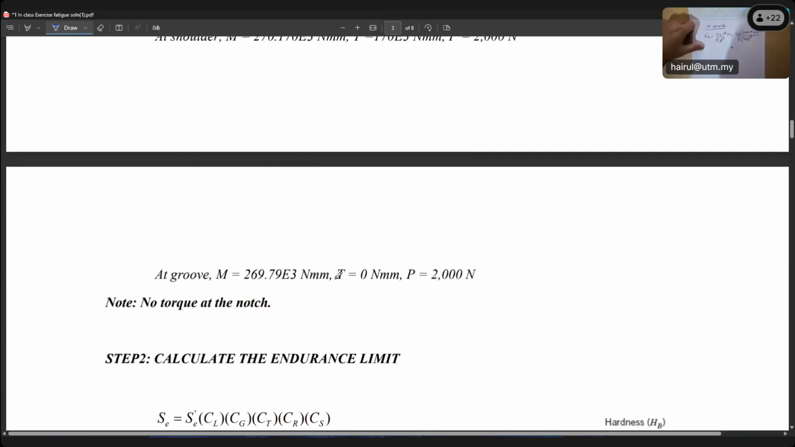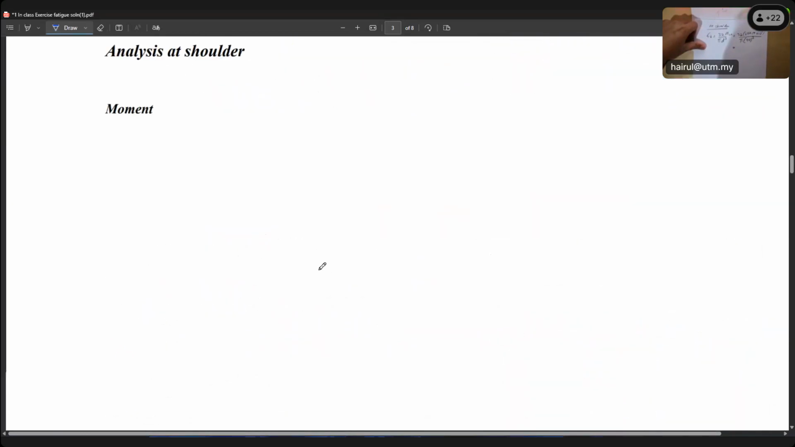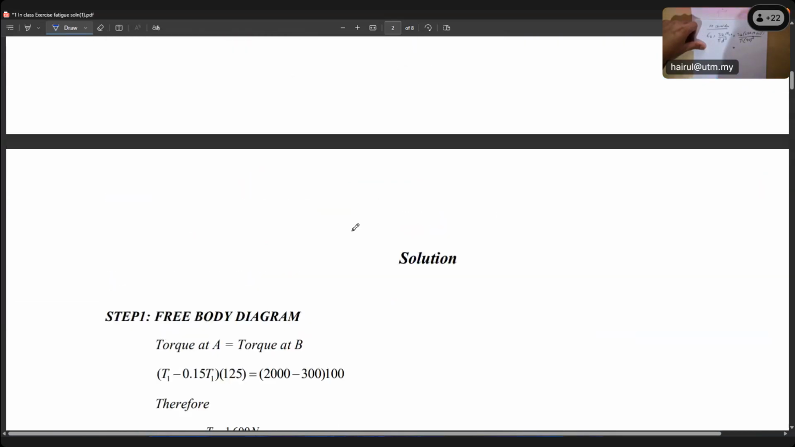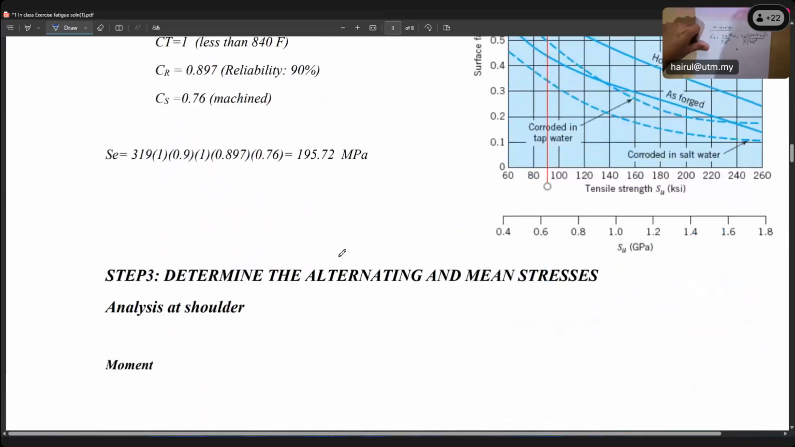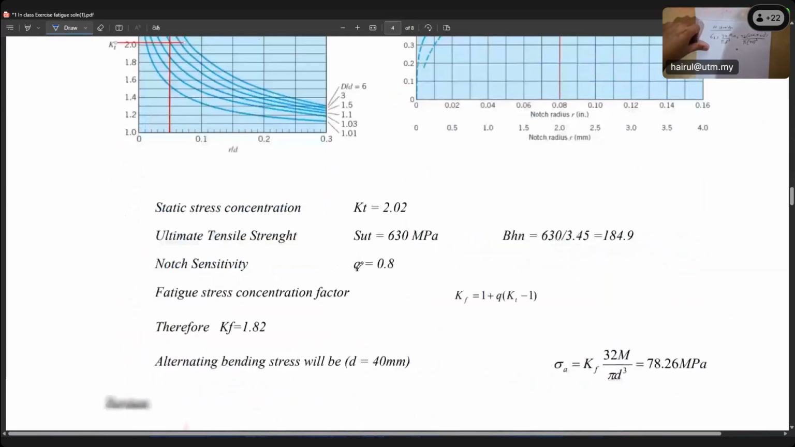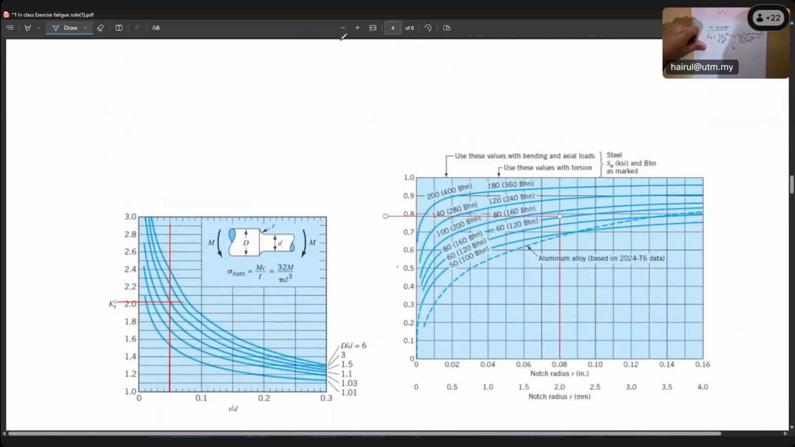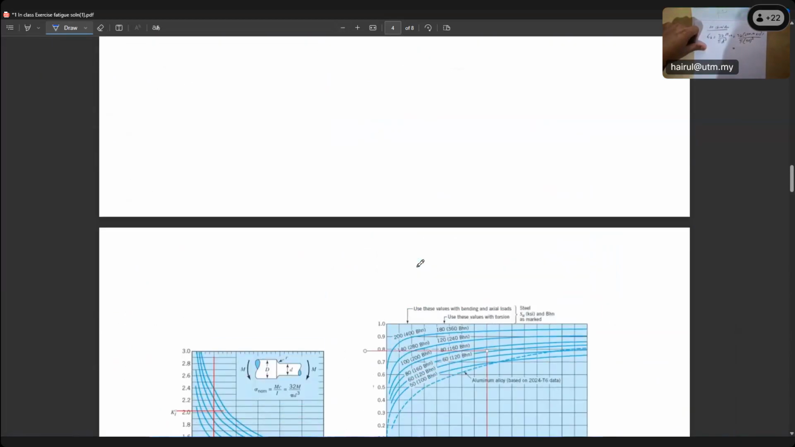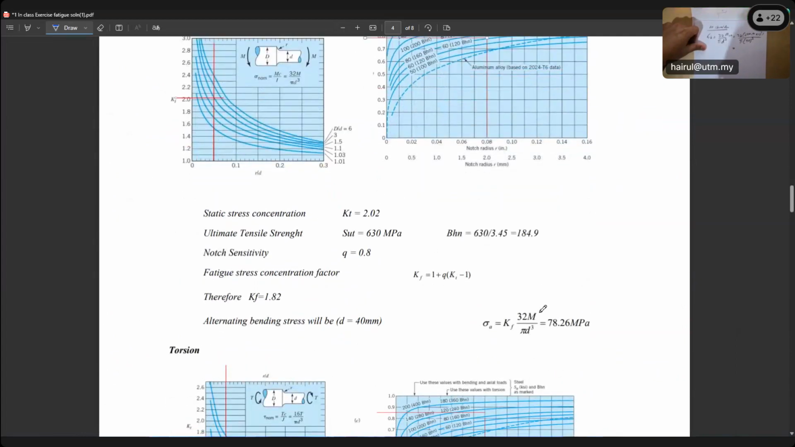The answer at the shoulder is, which one did you calculate? Or you can calculate for me. Which one calculates the bending stress? Okay, if you look here, focus at the shoulder, the bending stress. This one has to be multiplied by KF. See? It is multiplied by KF, 32 moment.